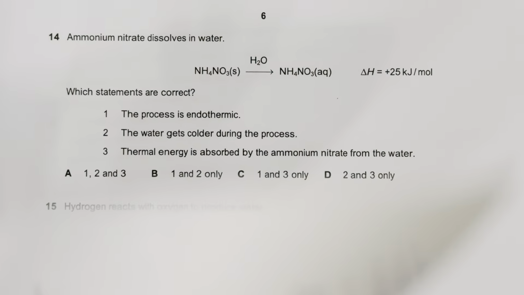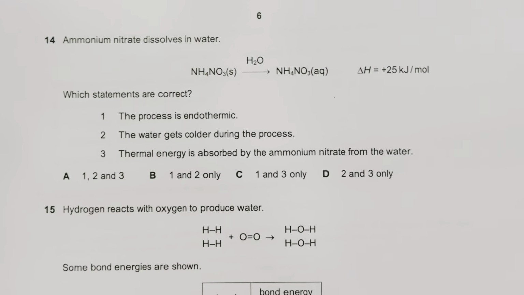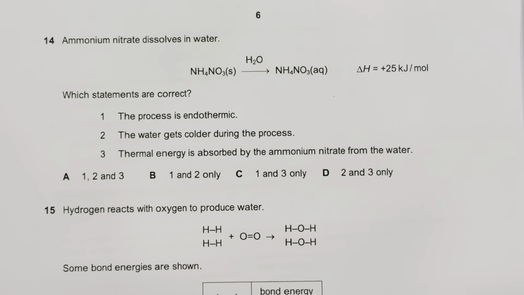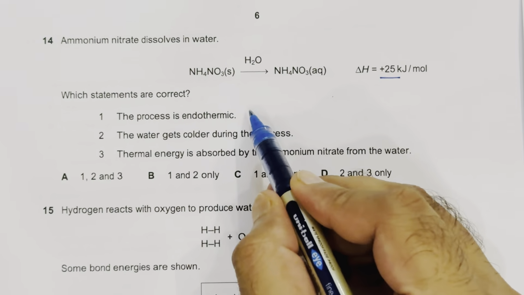Moving to question number 14. Question number 14 is that ammonium nitrate dissolved in water. NH4NO3 in the presence of water, NH4NO3 will produce. It is solid state, it changes from aqueous. The process is endothermic. Yes, the process is endothermic because it has a positive energy.